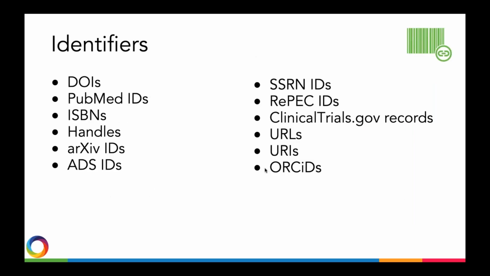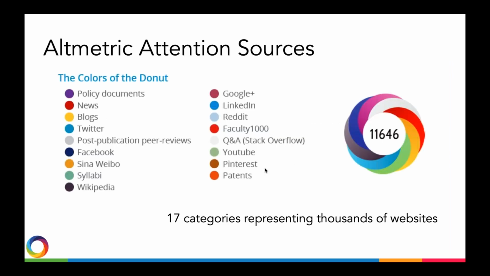These are the types of identifiers that are associated with those research outputs. So the most common one being a DOI, or a digital object identifier, but these other ones, such as ISBNs for books or handles that might be identified to a thesis in a repository, these are the types of identifiers that we're looking for. And finally, we look for those links, those identifiers to those research outputs in the Altmetric attention sources. So you might be familiar with the Altmetric donut with all the colors, and these colors correspond to the different types of attention sources.